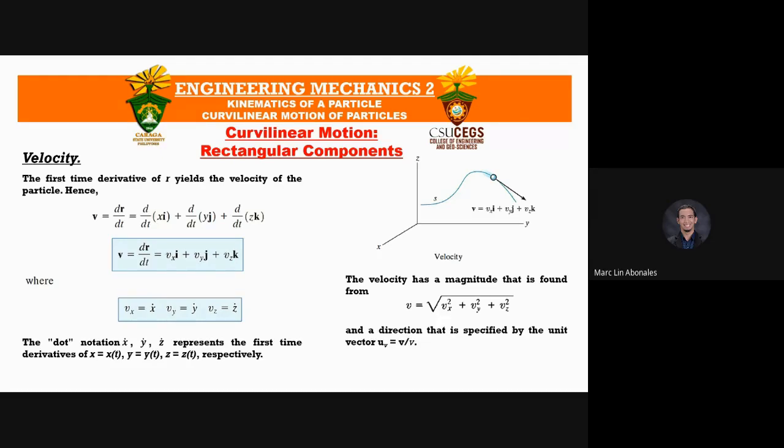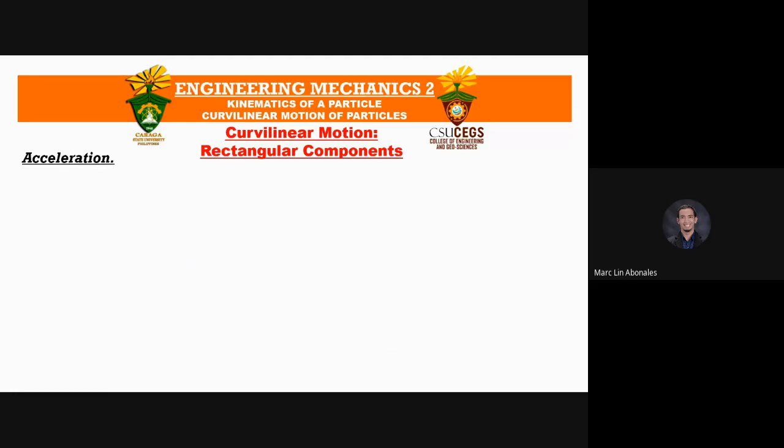And a direction that is also specified by the unit vector, that is the velocity vector v over the magnitude of your velocity, which can be found by the formula above. And the last one is the acceleration. This is the other geometric aspect to describe the curvilinear motion.